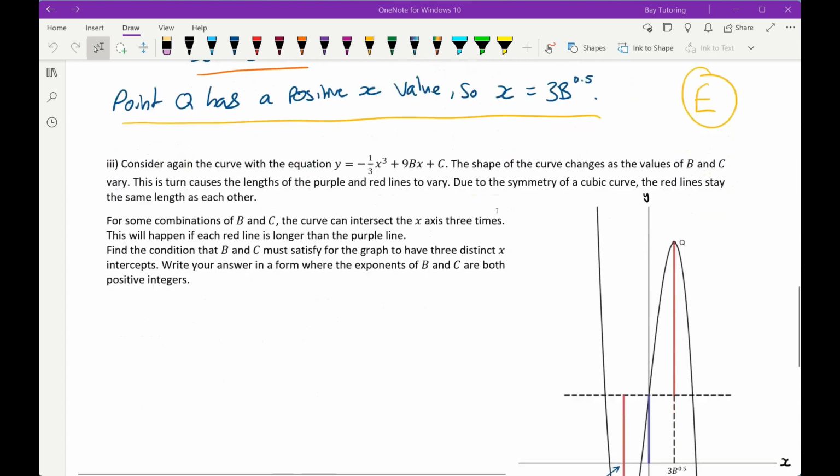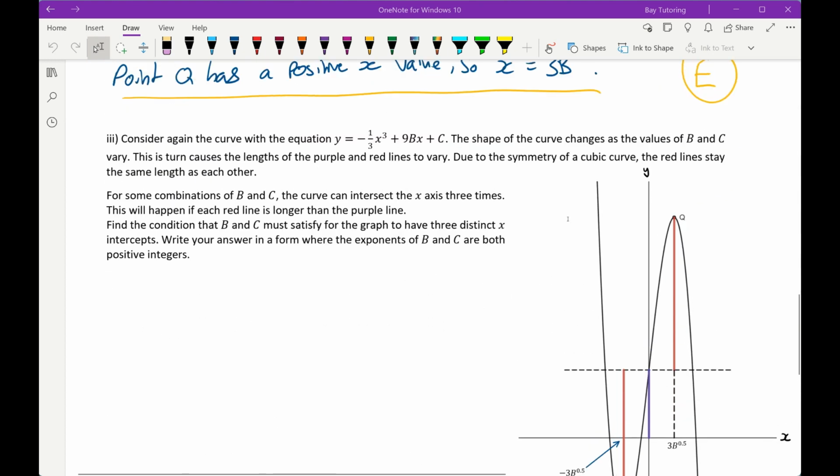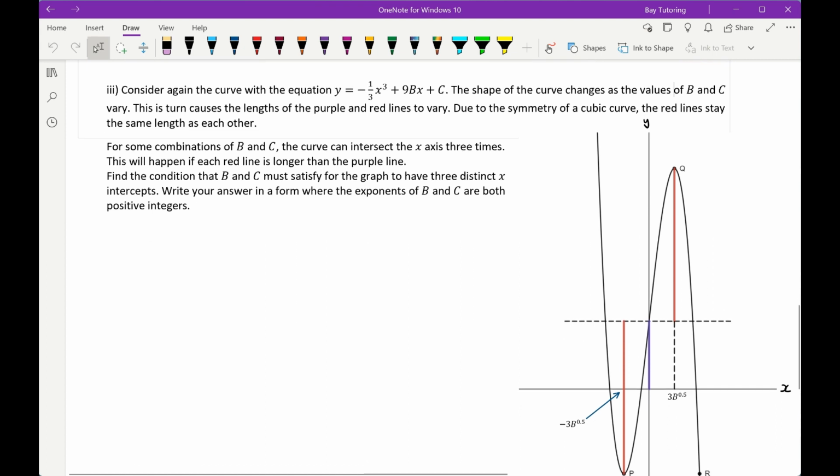On to the last part of question 1 then. Consider again the curve with the equation y equals -1/3 x cubed plus 9bx plus c. So this is the same one as what we've done in the previous 2 parts. The shape of the curve changes as the values of b and c vary. This in turn causes the lengths of the purple and red lines to vary. Due to the symmetry of a cubic curve, the red lines stay the same as each other.